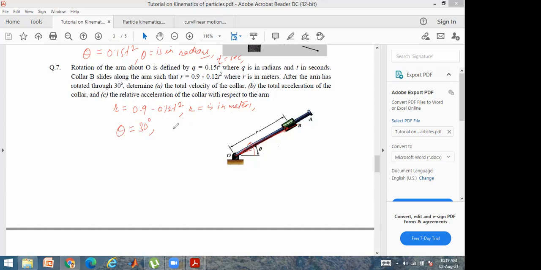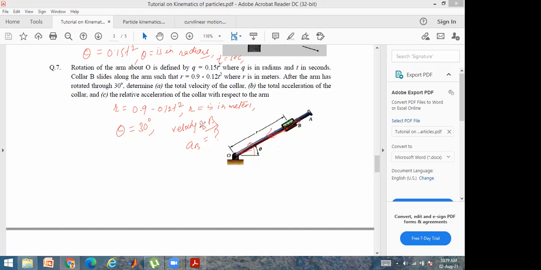So you need to find the velocity of polar, the total acceleration of the polar, and the relative acceleration of the polar with respect to r. What will be the relative acceleration of the polar with respect to this arm?